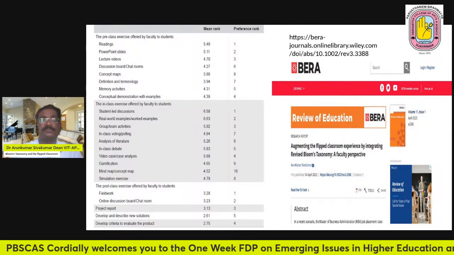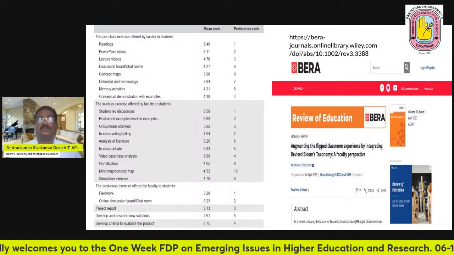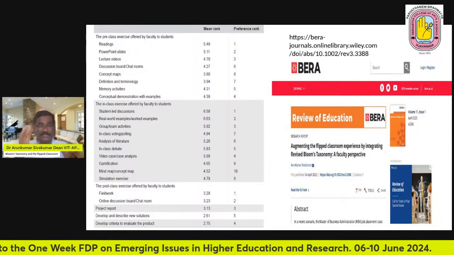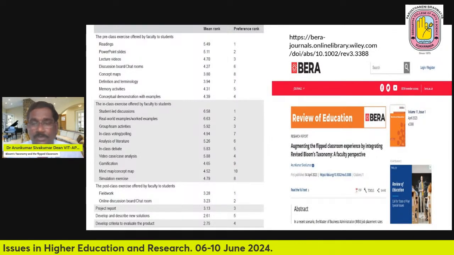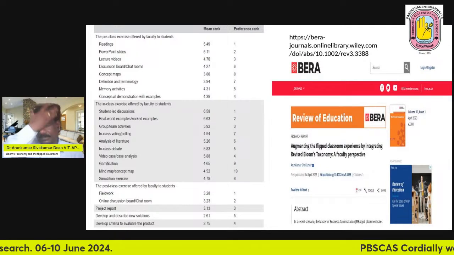So this is my article. This is my survey. Now I'm coming to a case. I'm sharing my experience over to you before I explain Bloom's taxonomy, right?